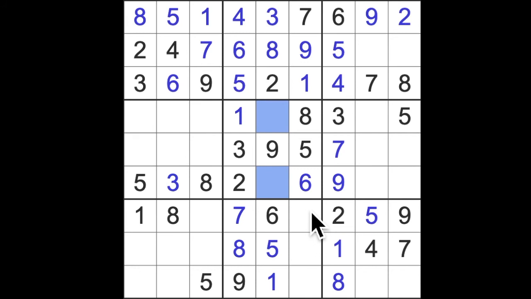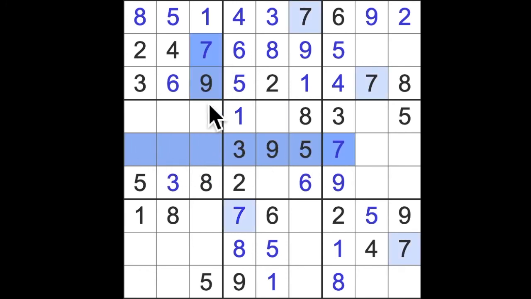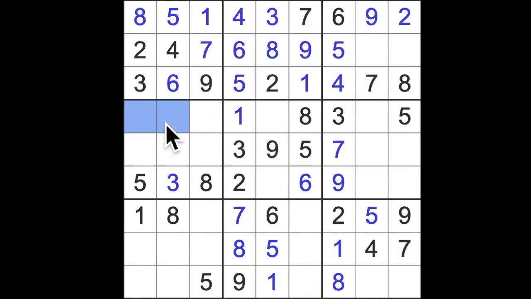So how is this? Well, we have to kind of think forward a little bit. So let's imagine this. 7 blocks across this row here. Do you agree? 7 also blocks down here. So 7 is in one of these 2 squares here. That's what we know for sure.